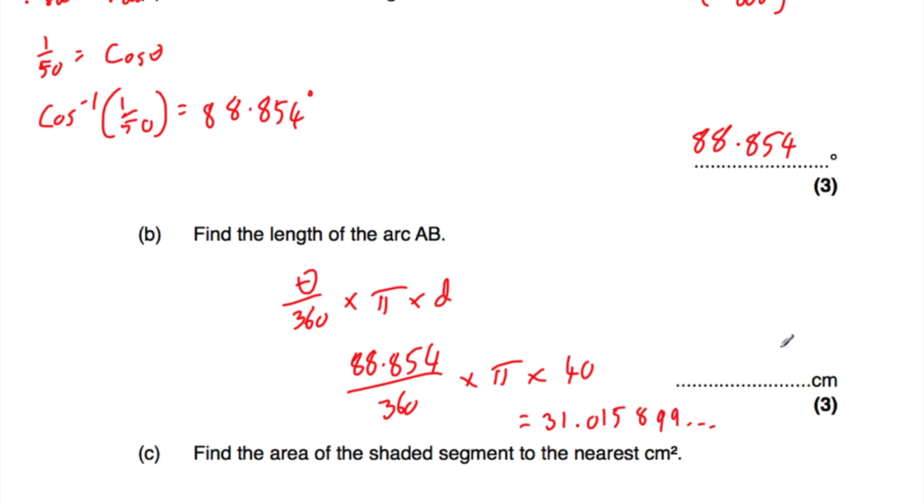And whenever we work that out, we get 31.015899 and so on centimeters. Or let's just round that to 3 decimal places, so that'll be 31.016 centimeters. And because it's the length of an arc, that's in centimeters.